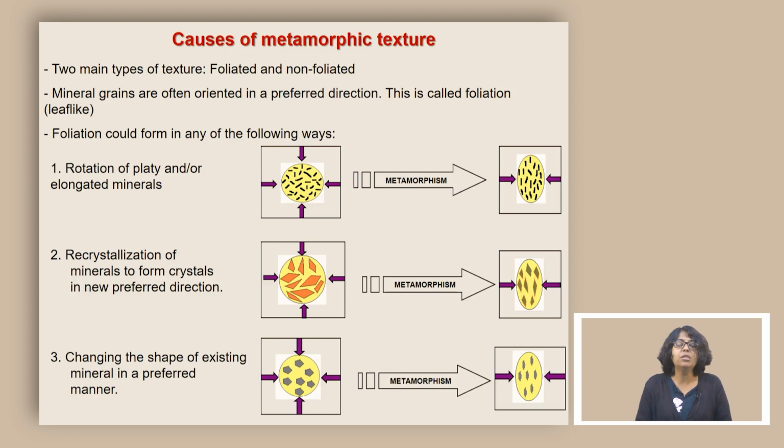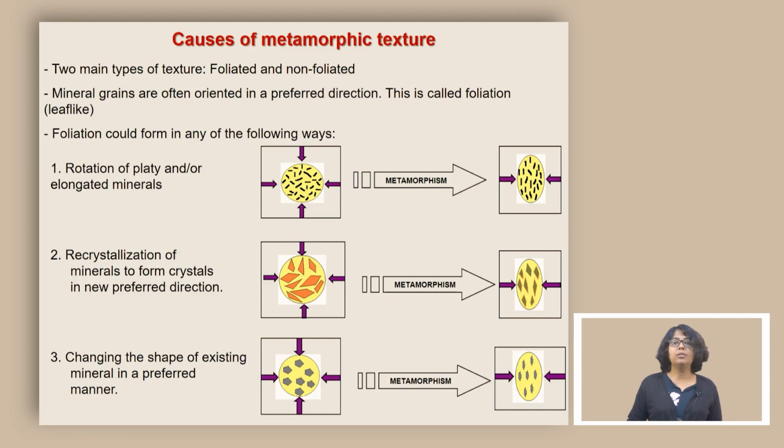Foliated textures are those where the mineral grains are often oriented at a preferred direction, and they are actually called foliation because they are leaf like. Foliage means leaf, and if you are stacking up leaves, it sort of gives a preferred orientation, and therefore, it is called foliation. Non-foliated structure, on the other hand, does not show any such specific direction. And these foliations can be formed in any of the following ways.